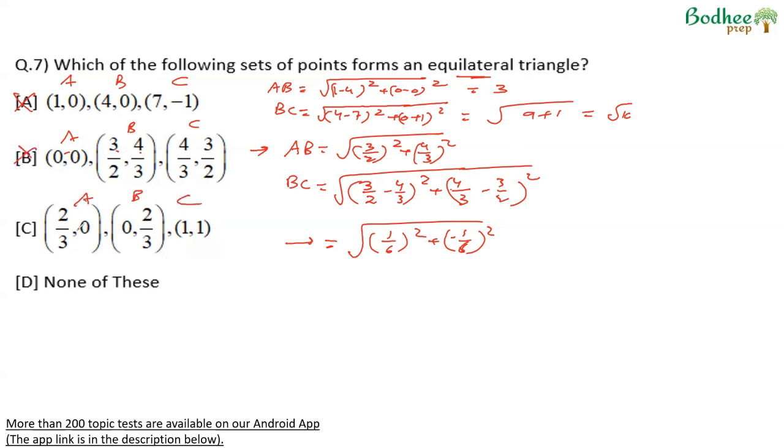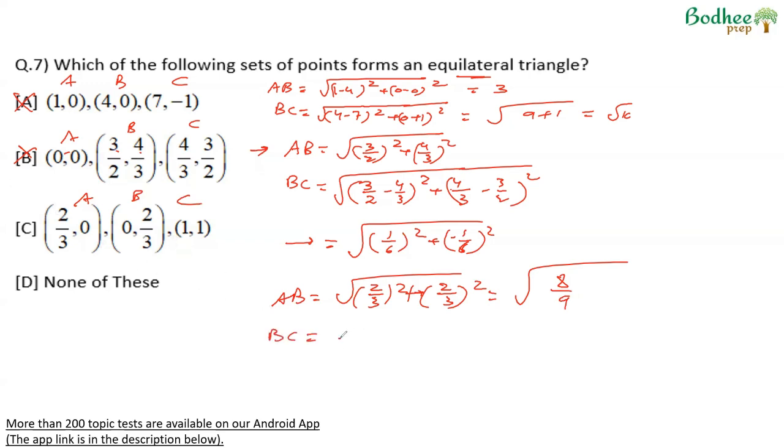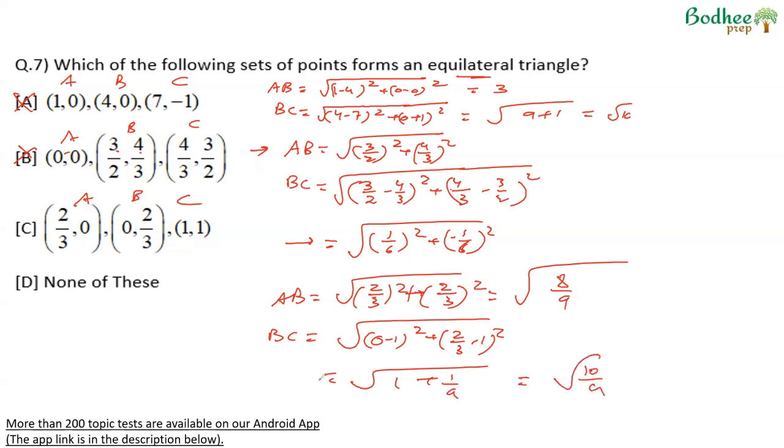If you look at option C, the length of AB will be root of 2 by 3 minus 0 plus 0 minus 2 by 3 square. So, this becomes root of 4 by 9 plus 4 by 9, root of 8 by 9. If we look at, say, BC, this will be 0 minus 1 square plus 2 by 3 minus 1 square. This will be 1 plus 1 by 3 square, 1 by 9, which will come out to root 10 by 9. Clearly, AB is not equal to BC, and hence not possible. So, none of these are points of an equilateral triangle.